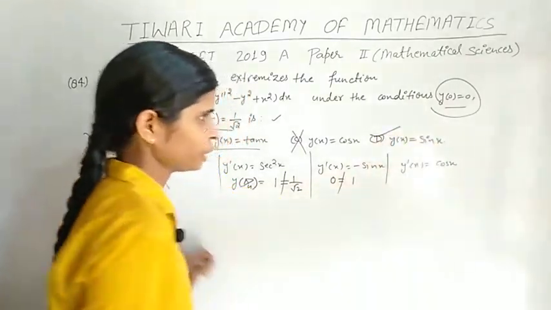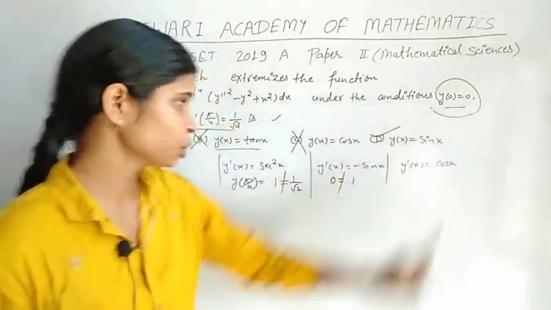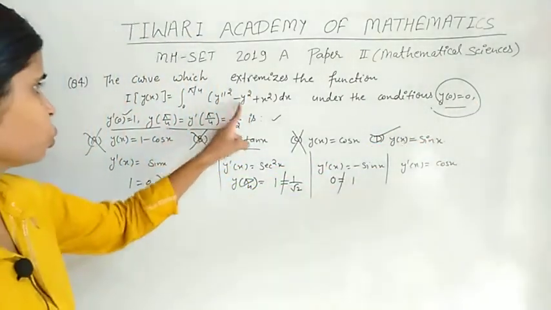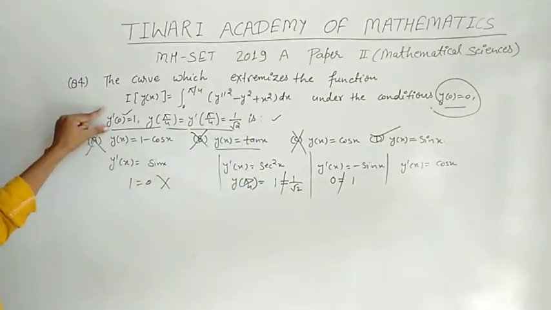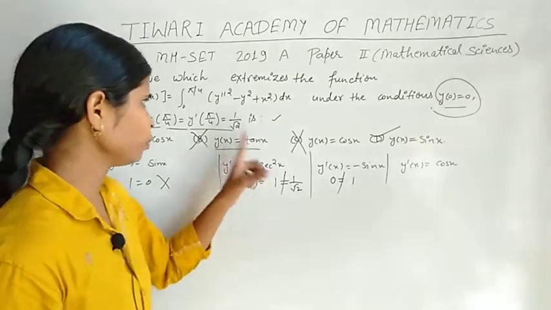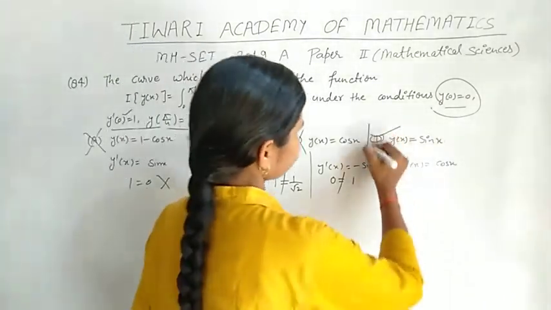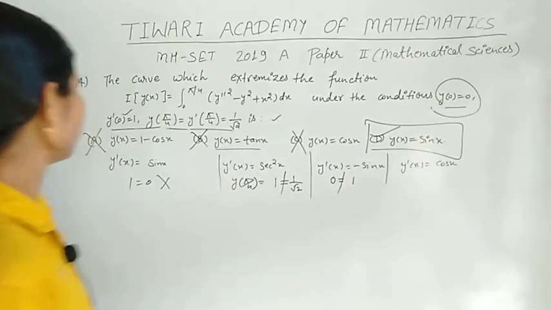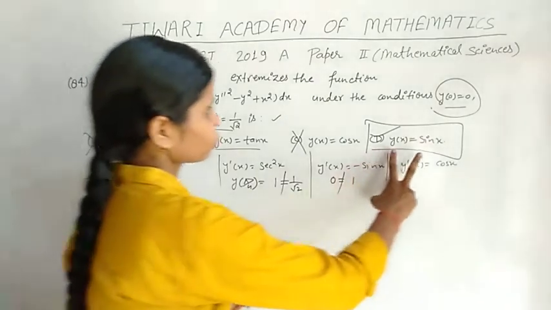Option D is satisfied. Y at the point 0 is equal to 0. Y at the point pi by 4 is equal to 1 by root 2, and y derivative at the point 0 is equal to 1. Y derivative at the point pi by 4 is equal to 1 by 2. So finally in question number 84, option D is a true option.